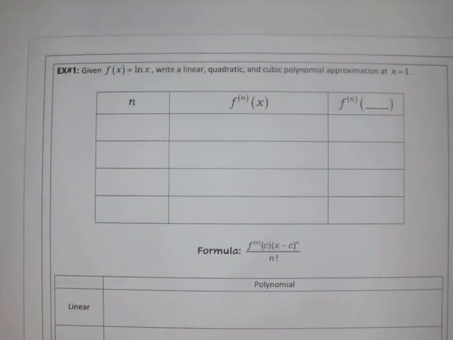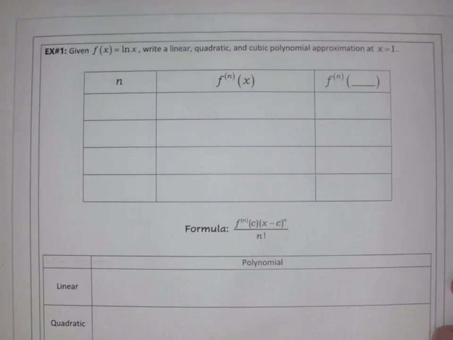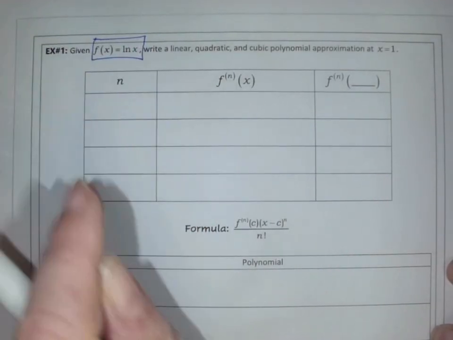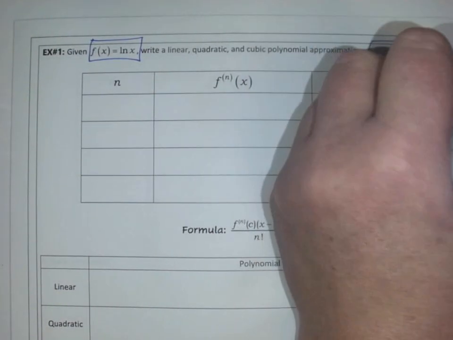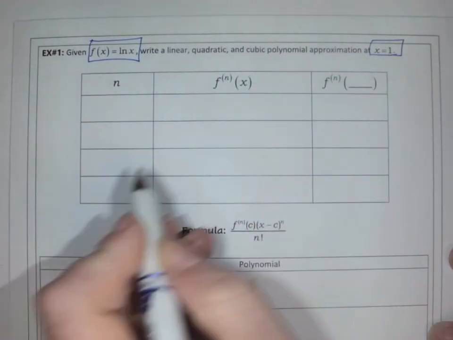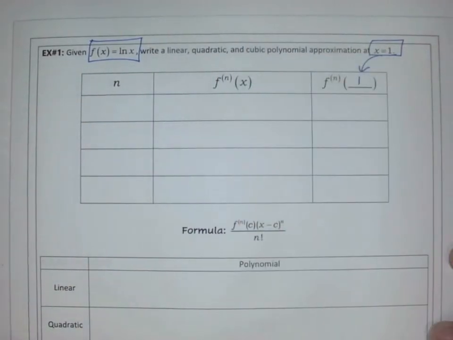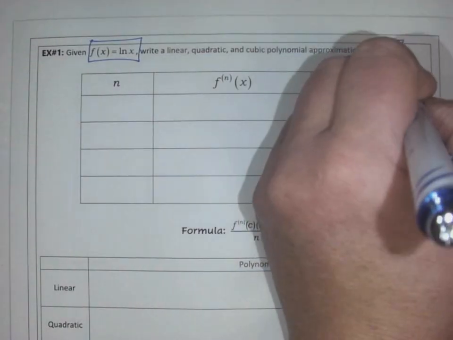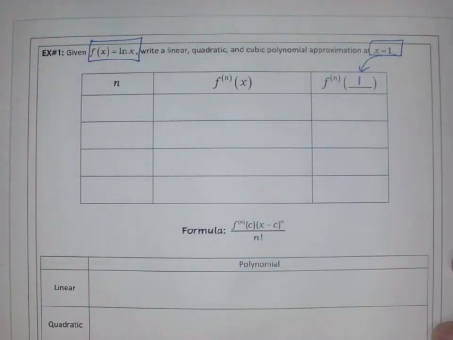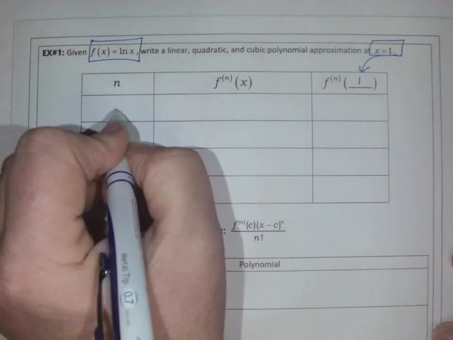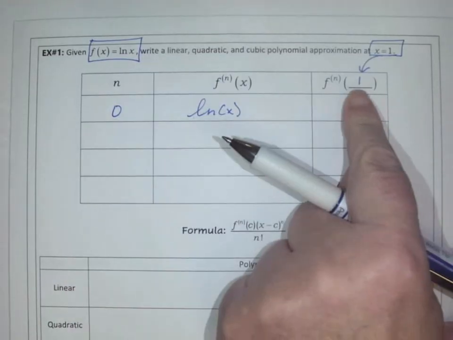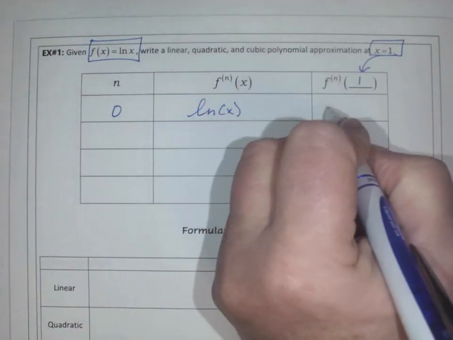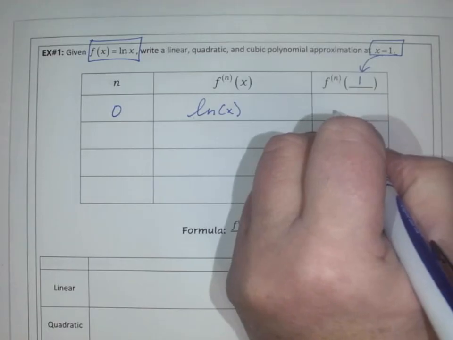Okay, so our function is natural log of x, and we are going to come up with a polynomial that will approximate natural log of x. So you know me, I like to be organized. Another thing that we need to know is that we are centered at x equals 1. So that goes down in this column right here. That means this is our point of tangency. This is where they will touch exactly. Okay, so we start with n equals 0, which means we want the original function, natural log of x. And if we plug 1 into the original function, natural log of 1 is 0.